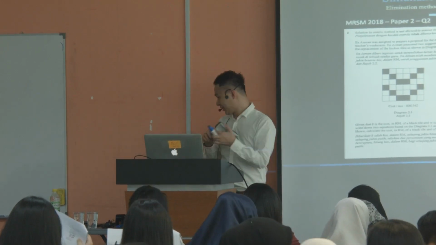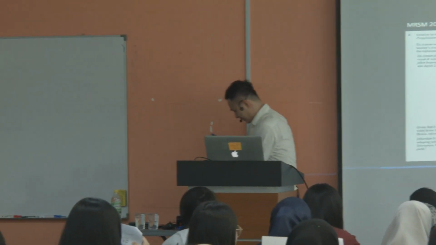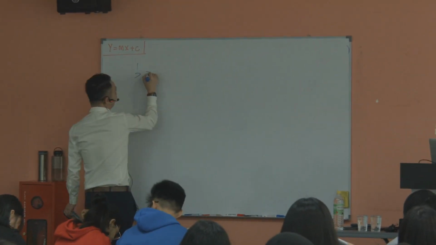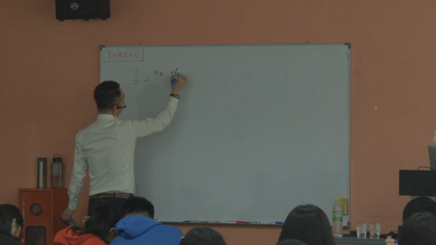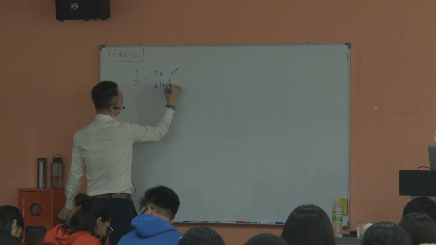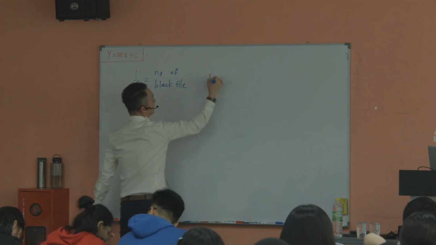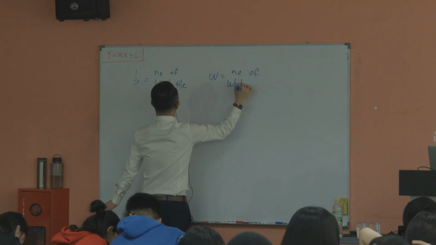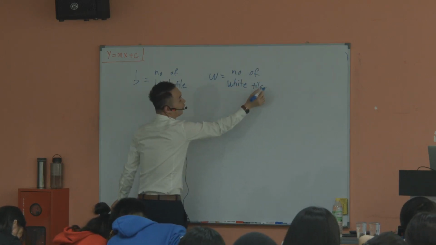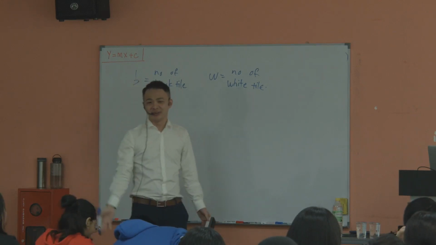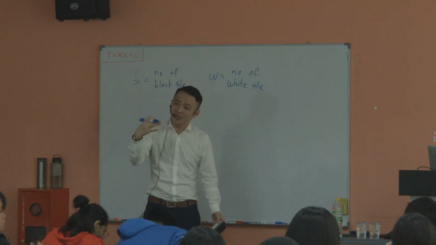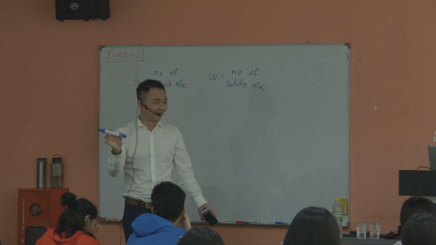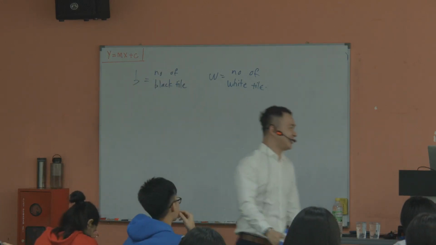Right. So over here, they actually tell you B stands for the number of black tile, and W is the number of white tile. So first thing, you need to form two equations. When I say form equation, you need to make sure that the thing has the equal sign over there. Alright, so let's see the first diagram.